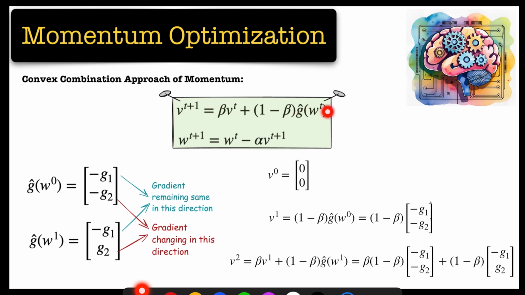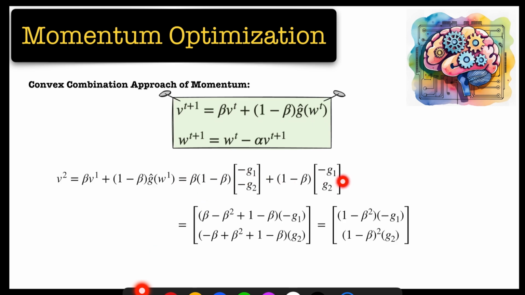So V1, using this formula, will be 1 minus beta times G hat W0. G hat W0 is this, so 1 minus beta times this. V2 is what? Using this formula, beta times V1 plus 1 minus beta times G hat W1. V1 we got here, that is beta times this whole thing, 1 minus beta and this vector minus G1, G2, plus 1 minus beta times G hat of W1. G hat of W1 is this, minus G1, G2.